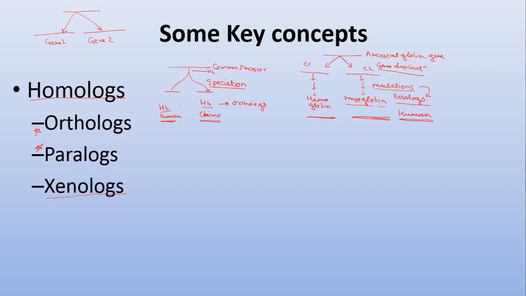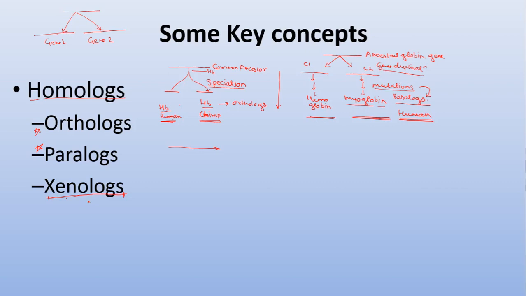Xenologs are the product of horizontal gene transfer, right? Orthologs and paralogs are products of vertical gene transfer, while xenologs are homologs that arise due to horizontal gene transfer, which involves transferring genes from one species to another species. So this is how xenologs appear: they appear due to the process of horizontal gene transfer.